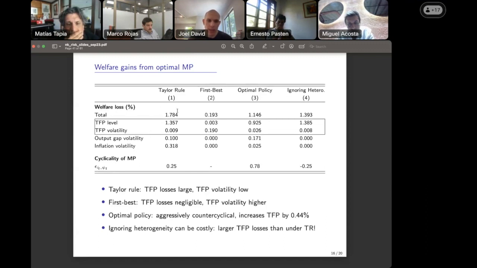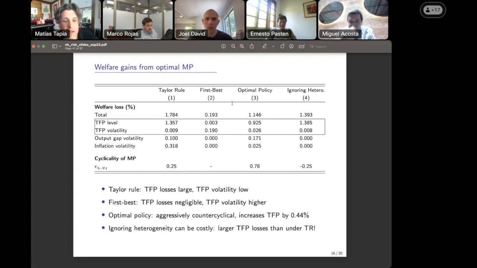Looking first at column 1, under a Taylor rule, you get pretty large welfare losses. This is 1.8% of lifetime consumption in the steady state. That's pretty big for this brand of model. But what's really striking, and I mentioned up top, is almost all of the welfare losses are coming from a depressed level of TFP. It's orders of magnitude bigger than the welfare losses coming from the more standard channels of output gap and inflation volatility. We thought that was a really striking result. Hopefully you do too.